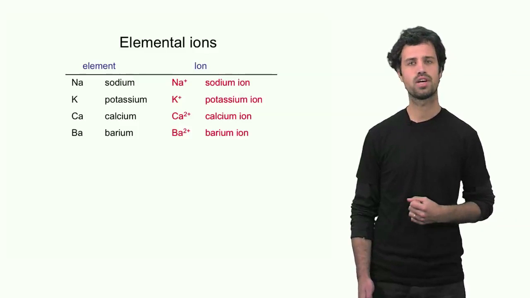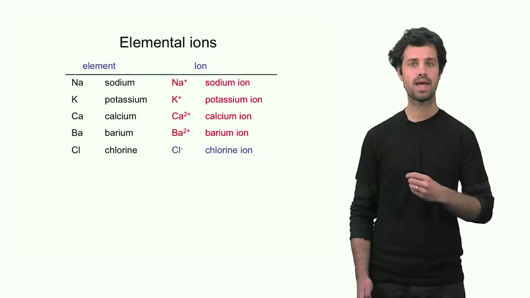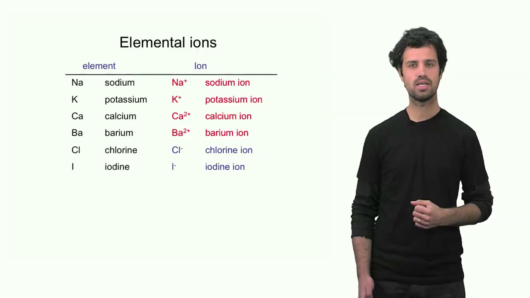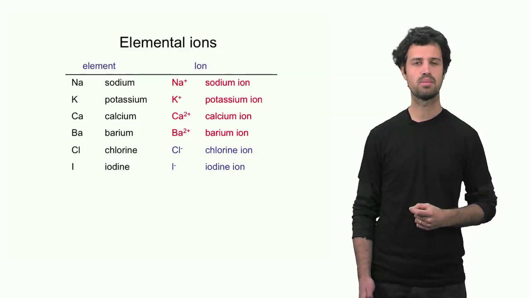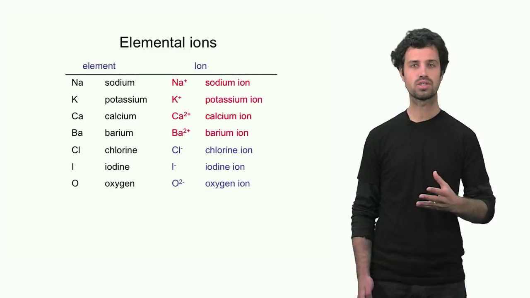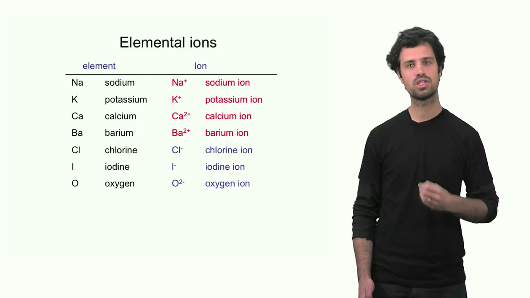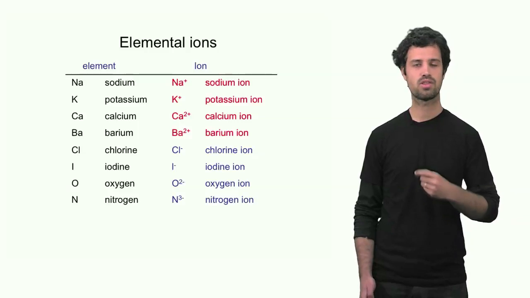Now, chlorine, on the other hand, its most stable ionic form is chlorine minus, which is an anion. It has an extra electron. Iodine also likes to exist in an anionic form, iodine minus. Oxygen, its most stable form in the ionic form, is oxygen 2 minus. And nitrogen, the nitrogen ion, exists as nitrogen 3 minus.